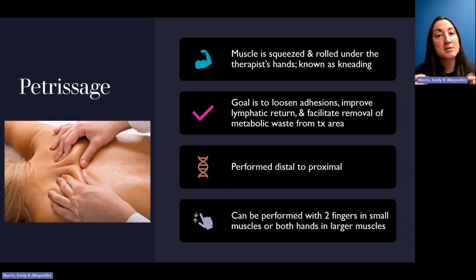A lot of times I use this on the upper trap. The petrissage on the upper trap usually feels really good. You kind of trap the muscle underneath and you kind of gently roll off of it to help loosen up those adhesions.